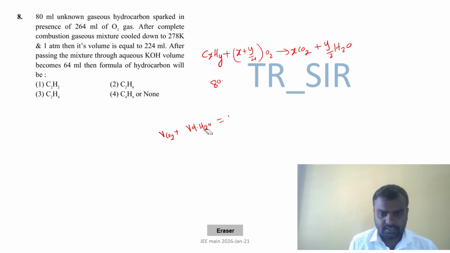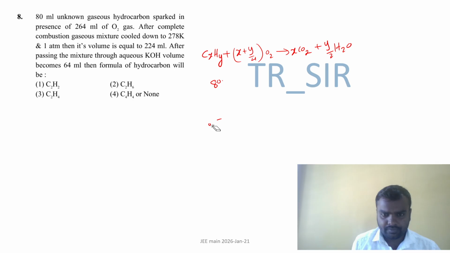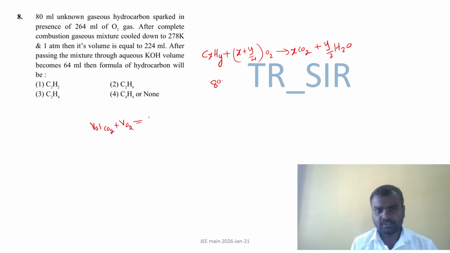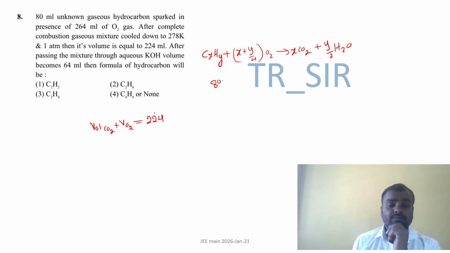So how much gas mixture is it? The gas mixture, they told, so volume of CO2 plus volume of O2 will be equal to 224 milliliter they have given. After passing the mixture through aqueous alkali, the CO2 gas is absorbed, right? So that means it is absorbing 64 ml.